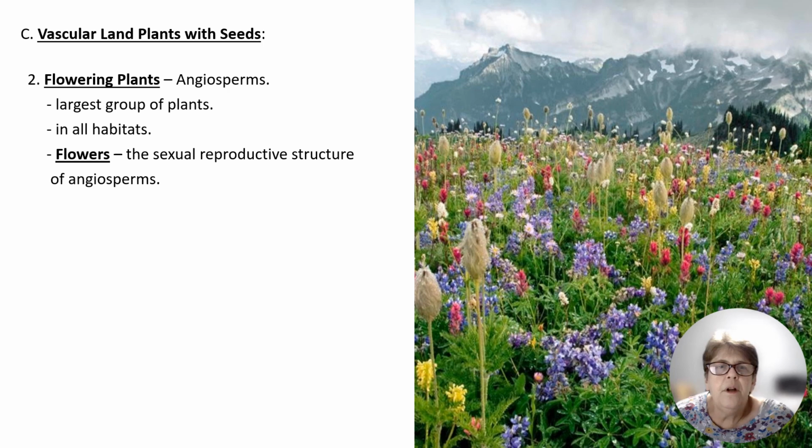Now our last one, we're still on vascular land plants with seeds, but now we're on flowering plants. So our two groups in the vascular land plants with seeds are gymnosperms and angiosperms. Gymnosperms have the naked seeds, they have no fruit and no flowers. The flowering plants are the angiosperms. They're the largest group of plants. They're in all habitats, and the flower is the sexually reproductive structure of angiosperms, which we talked about a lot in the last section of notes.